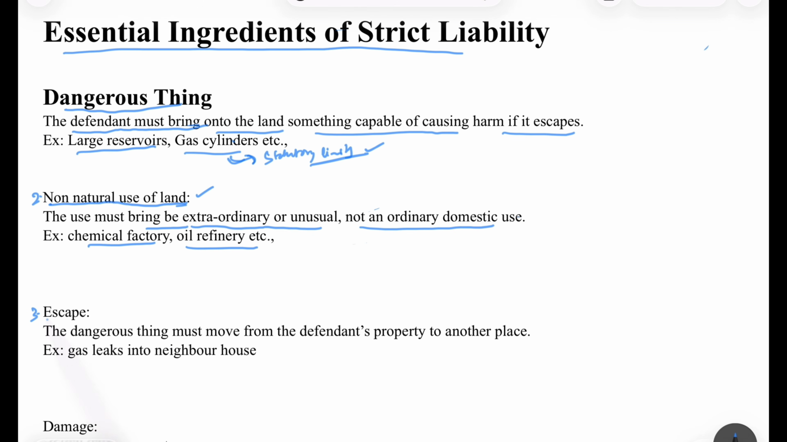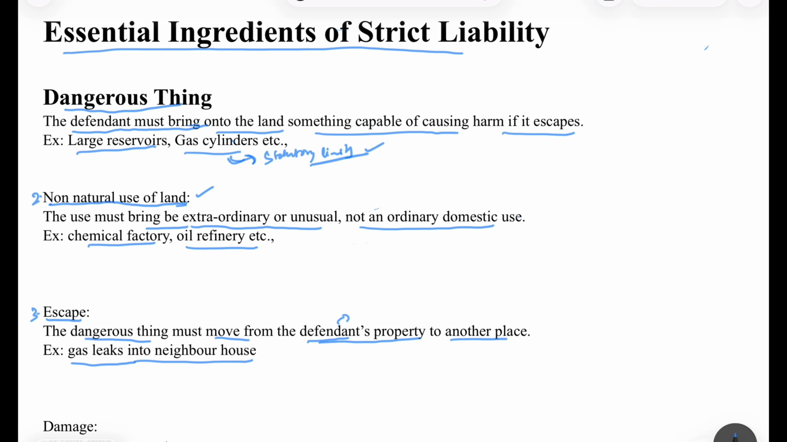Okay. Now coming to the third thing, that is escape. The dangerous thing must move from the defendant's property to another place, because the plaintiff will obviously be filing the case, and so we are using the term defendant here. Example: gas leaks into a neighbor's house. Or if we take another example, if there's an industry, effluents will be flowing from the industry. If chemical effluents flow into nearby farmland, the crop will get destroyed. This will be a perfect example for escape.